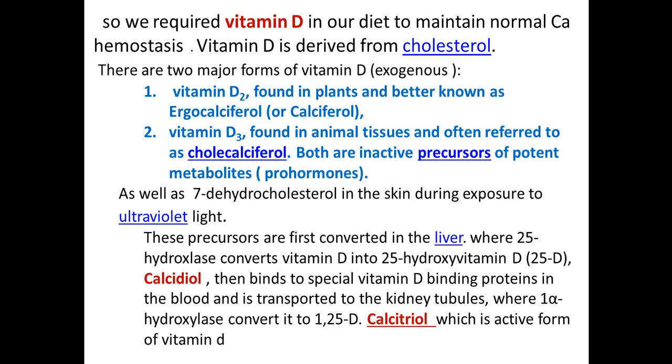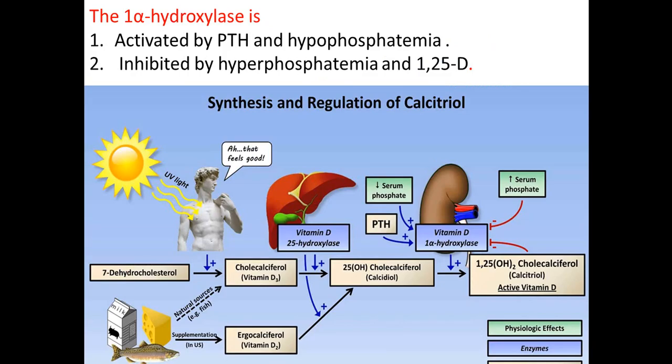and these precursors are first converted in the liver. Hydroxylation occurs in the liver in the presence of 25-hydroxylase enzyme, which converts it to 25-hydroxyvitamin D. We call it the calcidiol. Then it will bind again to special vitamin binding protein in the blood and be transported to the kidney tubules, where the 1-alpha hydroxylase enzyme in this part of the kidney will convert it to the 1,25 vitamin D, or we call it the calcitriol, which is the active form of vitamin D.